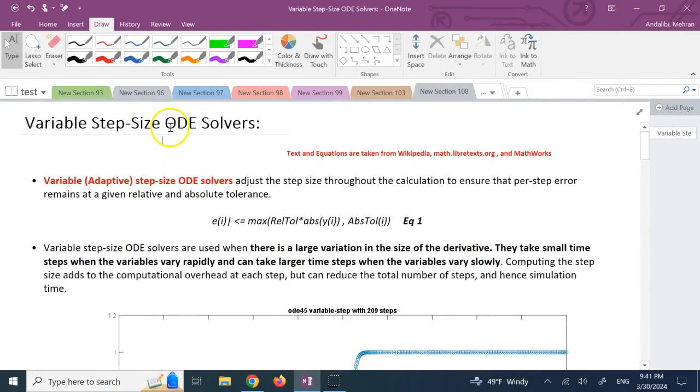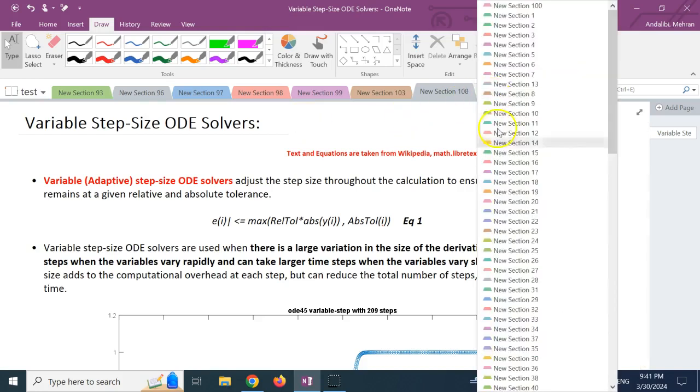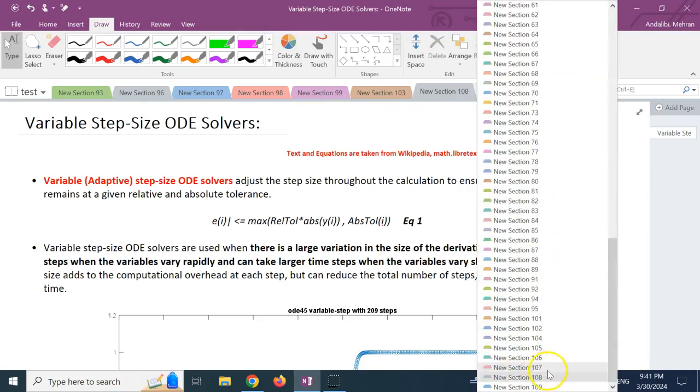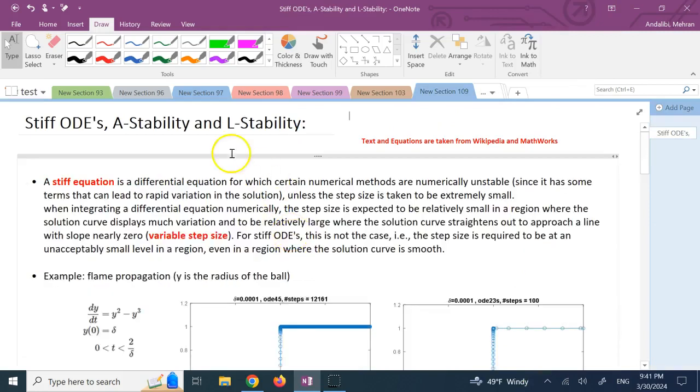And then we're going to talk about variable step size ODE solvers, because most of what you have seen, including in my videos on my channel, is about a fixed step size, but in MATLAB, most of the solvers are variable or adaptive step size. And finally, once we have all these prerequisites, we go and talk about stiff ODEs, A and L stability.